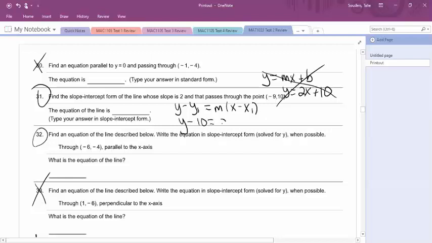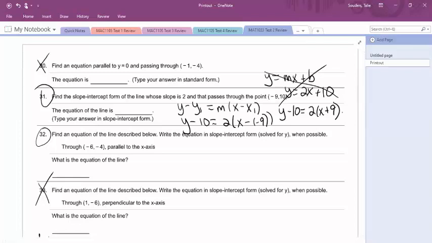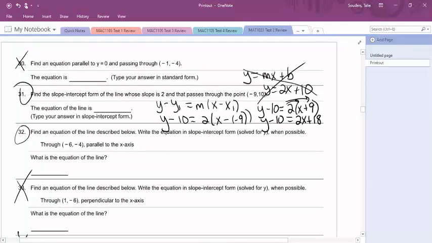So y minus 10 equals 2 times x what? It'd be x minus -9, which actually becomes x what? Plus 9. Good. But they want the final answer in slope-intercept form, so what would you do now? Distribute. And then what would be your next step? Add 10 to both sides. Good.